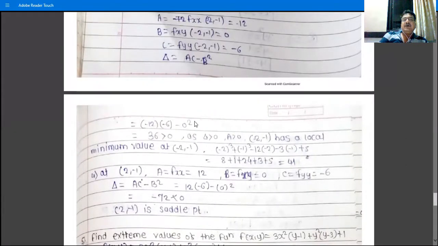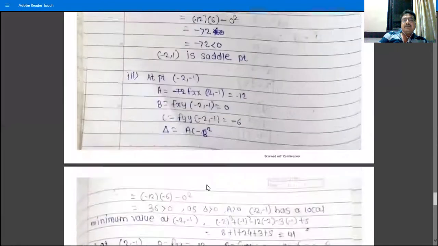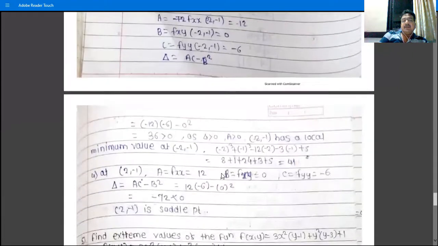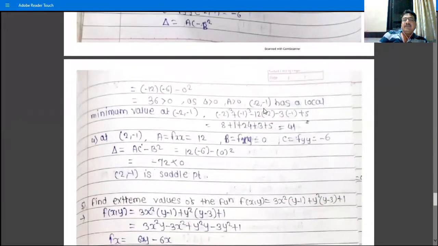Delta is greater than 0, and A is less than 0. This is the second point. This is the third point, minus 2 minus 1. So delta is 36, greater than 0, and A is less than 0 because A is minus 12, and therefore the function is maximum at the point minus 2 minus 1. Or fxy has a local maximum value at minus 2 minus 1. So here it is maximum instead of minimum, because delta is greater than 0 and A is less than 0. So correction is here.